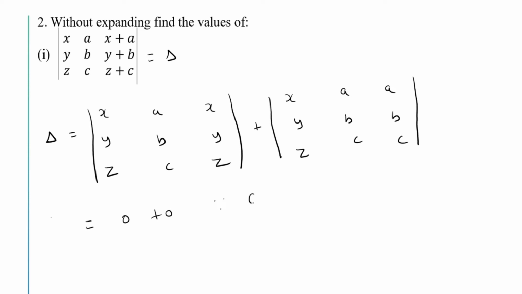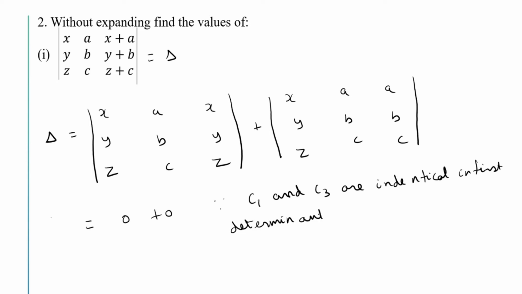Since C1 and C3 are identical in first determinant, and C2 and C3 are identical in second one. Therefore, delta is equal to 0.